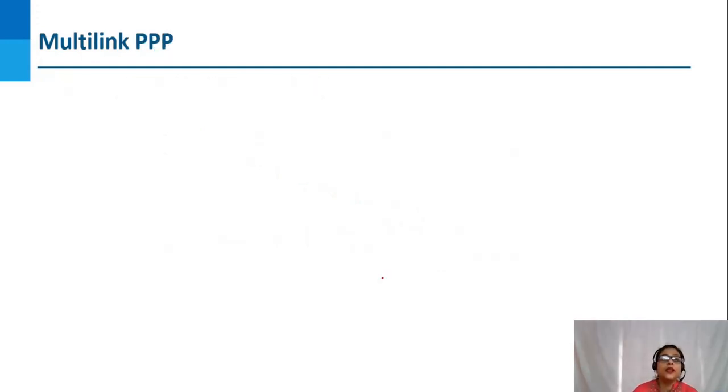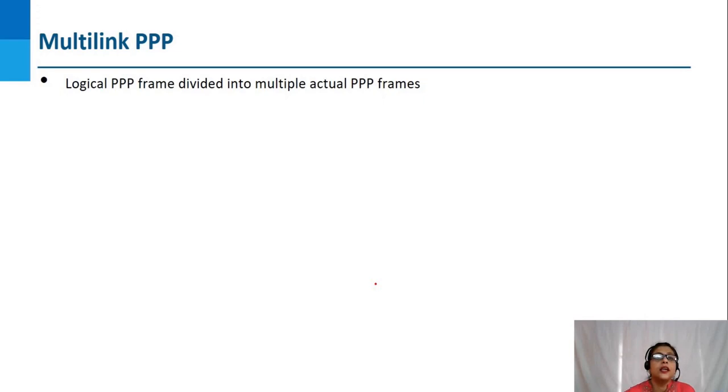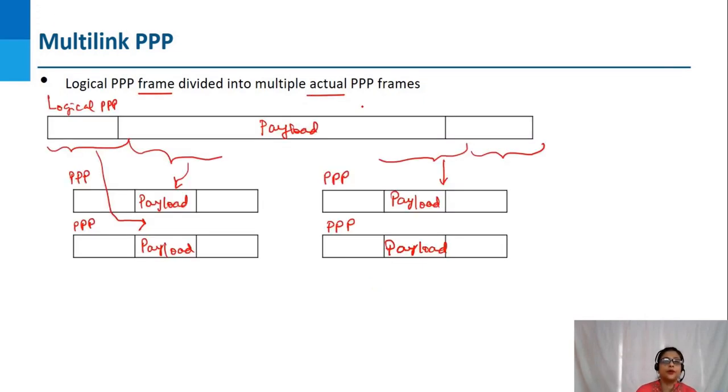Now, PPP is mainly used to transfer data between two devices, that is, a point-to-point link. But it can also be used for multi-link PPP. So, a logical PPP frame should be divided into several actual PPP frames. Here we can see that there is a logical PPP frame having the payload. Several parts of the logical PPP frame will form the payload part of the actual PPP frame.